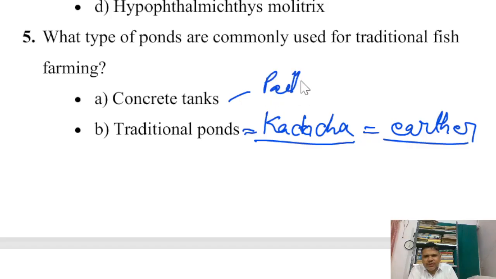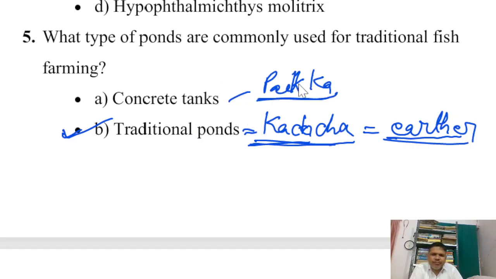In India, in some cases there are pakka ponds, but many of the ponds are still kacha ponds, and people often use these traditional ponds for fish culture. Pakka ponds are concrete ponds where the peripheral area is made of concrete, and they require more investment. So they are less popular in India.